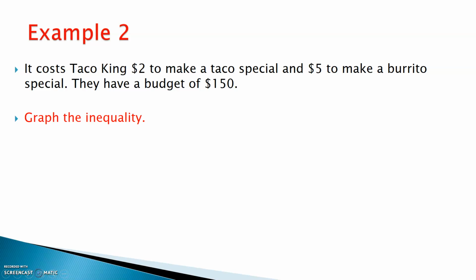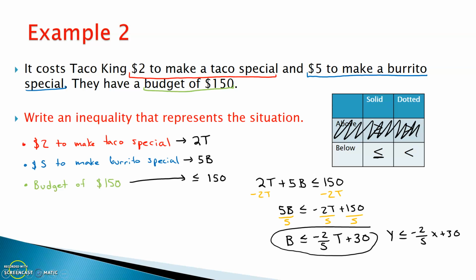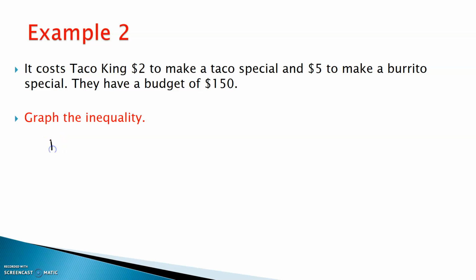My inequality for this one was b is less than or equal to negative 2 over 5t plus 30. Same deal: think about it before you actually draw your graph. I'm going to start graphing at 30, and I'm going to be forced to go down 2 and over 5. So let me draw my graph.